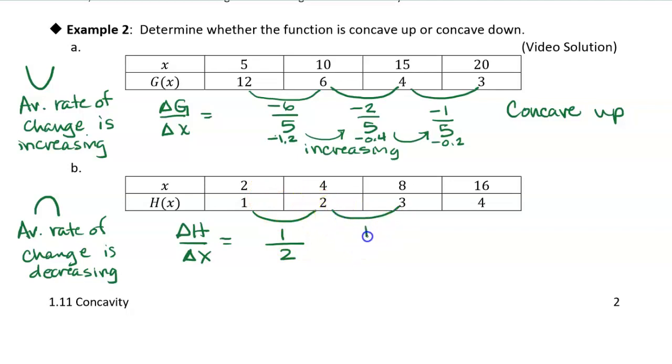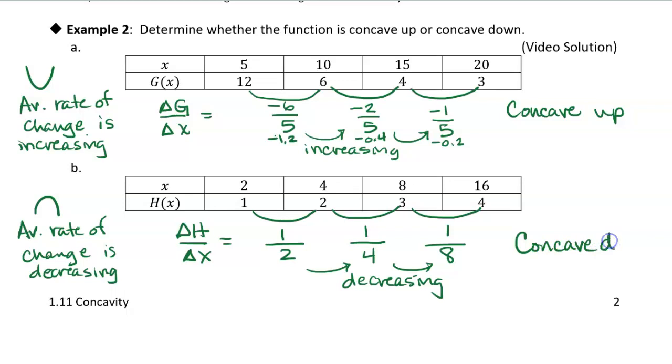Here it went up by 1, but now x changed by 4. And here again it went up by 1, but now we have a change of 8. So we need to compare these fractions. Just think about 1/2 versus 1/4 versus 1/8. Obviously an eighth is a lot smaller than a half. So these values are decreasing. And so this function is concave down.